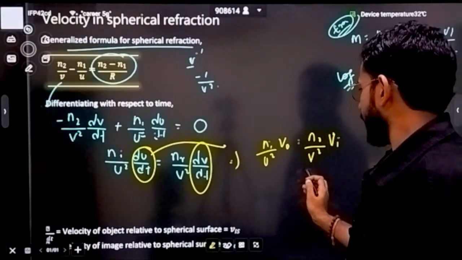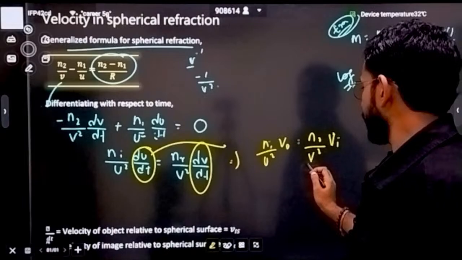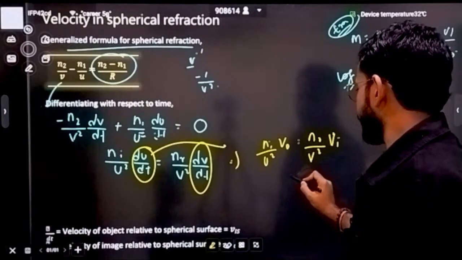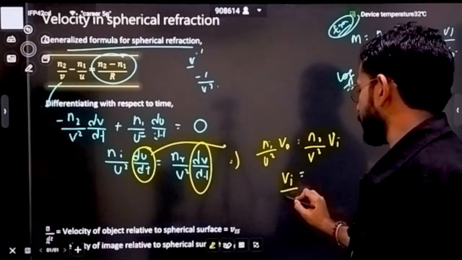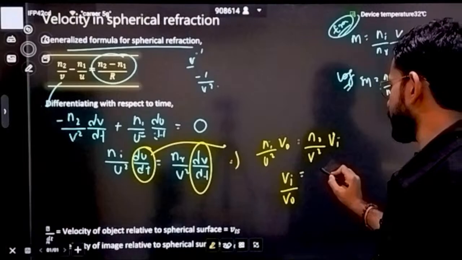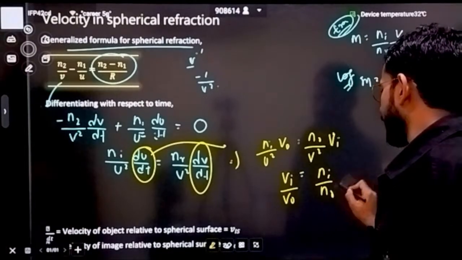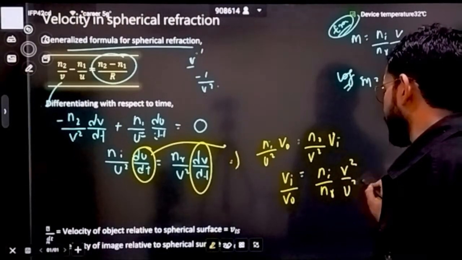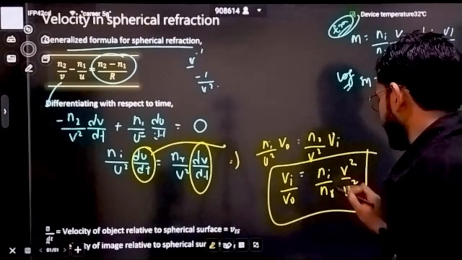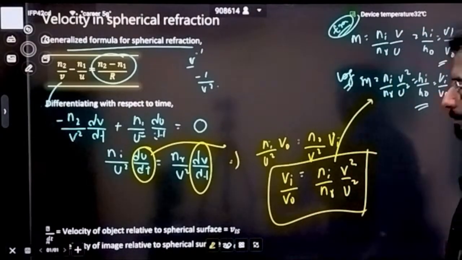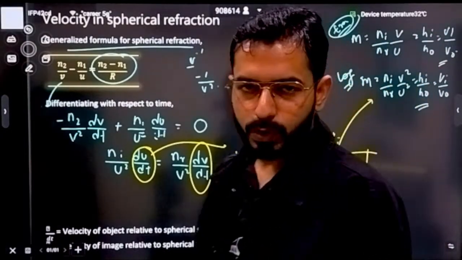So how can I define it? It will become the same thing, velocity of image. Finally you can say velocity of image divided by velocity of object is equal to ni divided by nr into v square divided by u square. And can you say exactly the same thing that I have told you here also? Exactly the same thing that I've told you here.